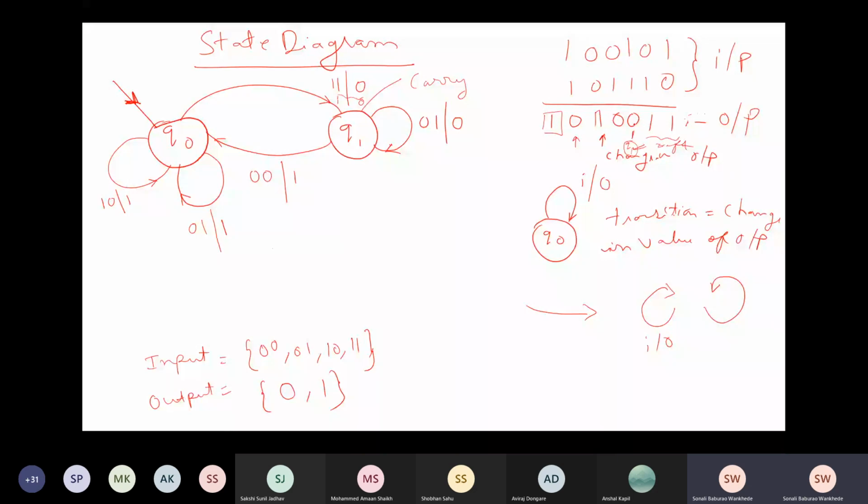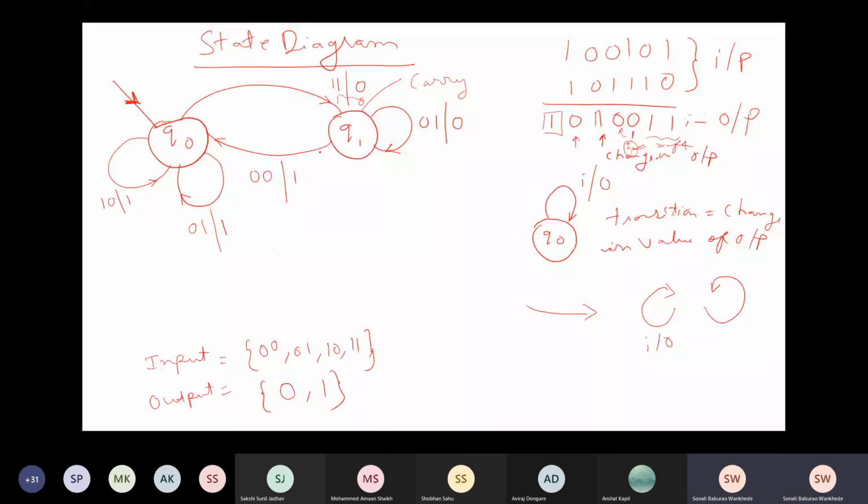Again, when I change the location pointer, I'm getting the same value of output as 0. That's why I'm not changing the state and I'm present in my Q1 state itself. That's why this 0 1 will give you 0. That still remains in Q1. But over here, I got the output as 1. It has changed from 0 to 1. Then I move from Q1 to Q0. This is what we do.